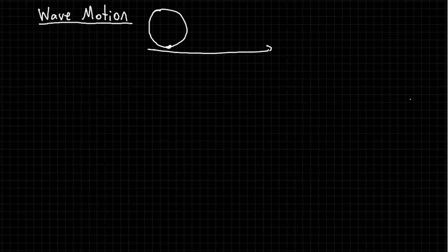So now let's talk a little bit about wave motion. So wave motion, one way you can consider this is if we take our unit circle that we had before and we roll it along some surface, then what we'll end up plotting is a sinusoid. And so this is one way of viewing wave motion.